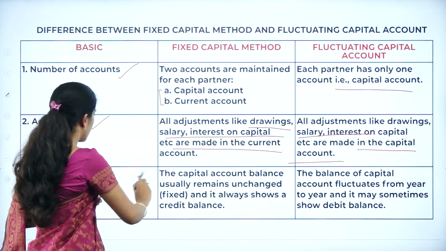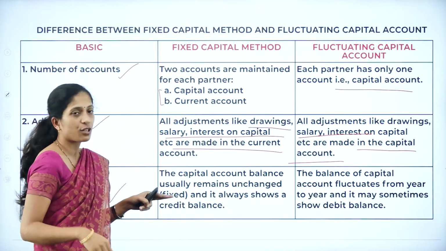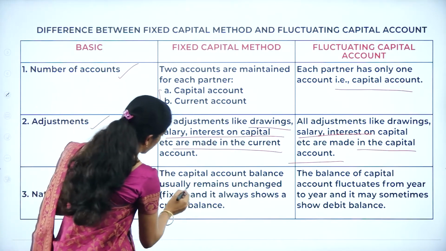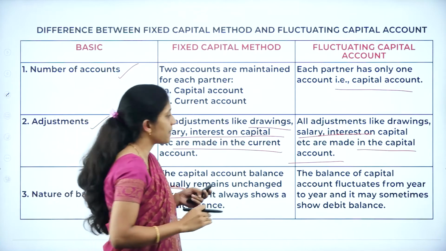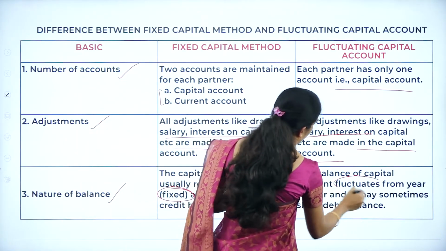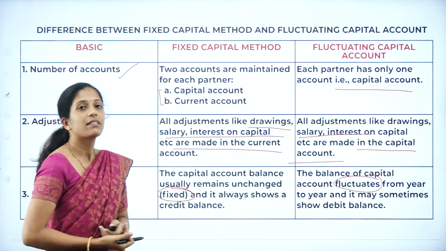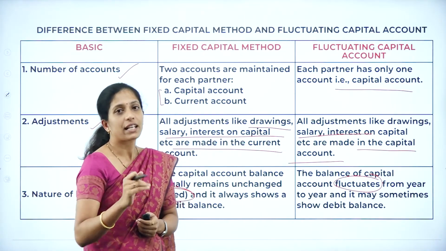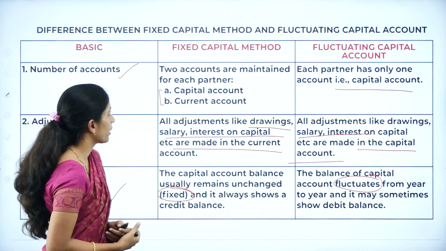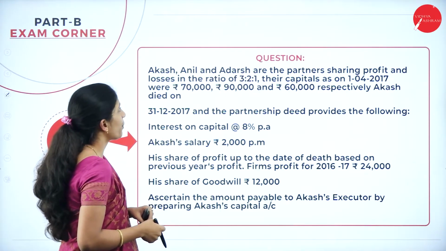Under fluctuating capital system, all adjustments will be recorded in the partner's capital account itself. Next, the third difference is that the capital account balance usually remains unchanged, so it will always be fixed. But under fluctuating capital system, the word itself says that it keeps on fluctuating. So this was a 10 marks question where we have to write the difference between fixed capital account and fluctuating capital account.